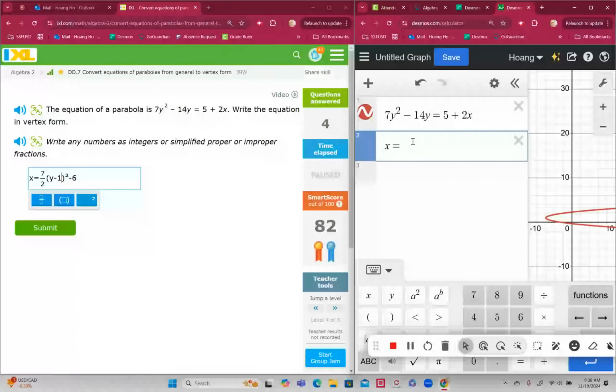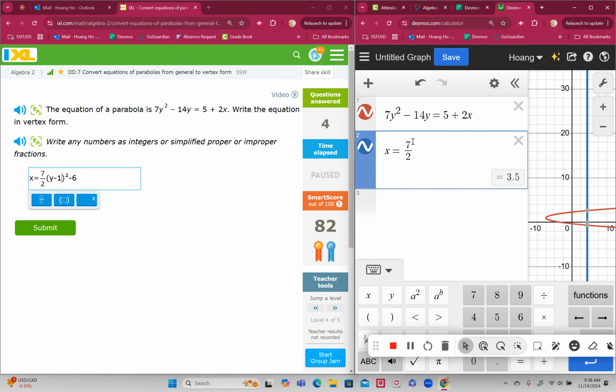So x equals 7 over 2, parenthesis, y subtract 1, close parenthesis. Do not forget the square. And then subtract 6. Ooh, they're exactly on top, so I'm correct. Submit. I should be correct.